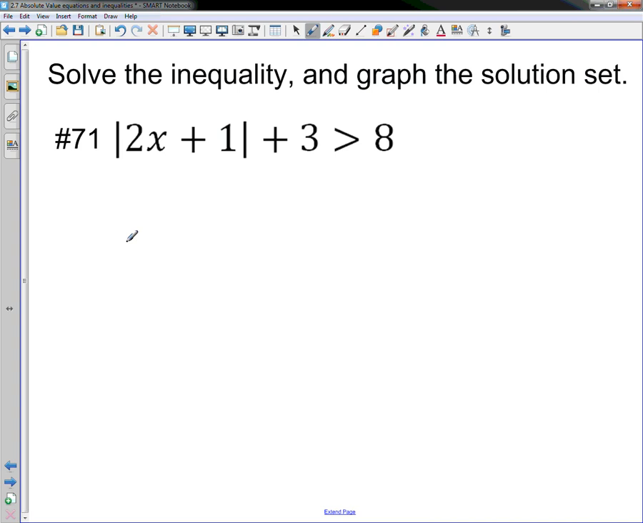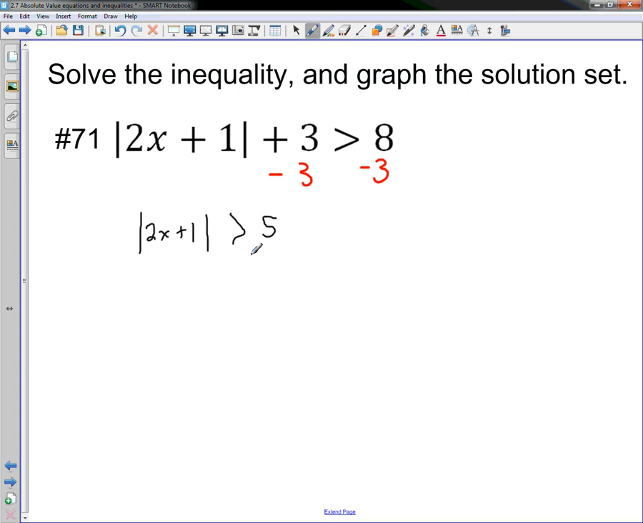Okay. Welcome back. Hopefully you actually paused me and you're trying, because that's how you're going to learn these concepts, is working through them yourself and then checking your answers. So let's see what we have. Well, the first thing we want to do is ask, is our absolute value isolated? No, we have this plus 3 over here. So I'm going to subtract the 3 first. And that gives me the absolute value of 2x plus 1 is greater than 5. Okay. So now we have it isolated.